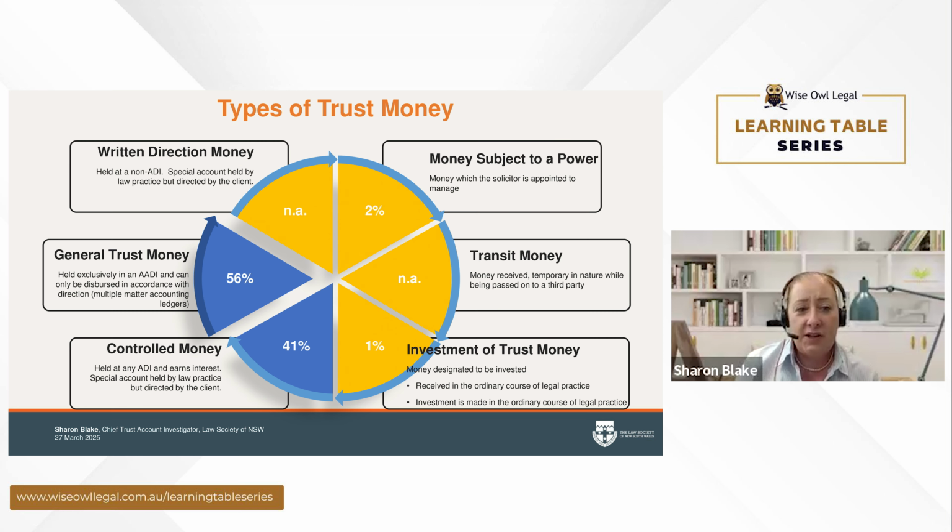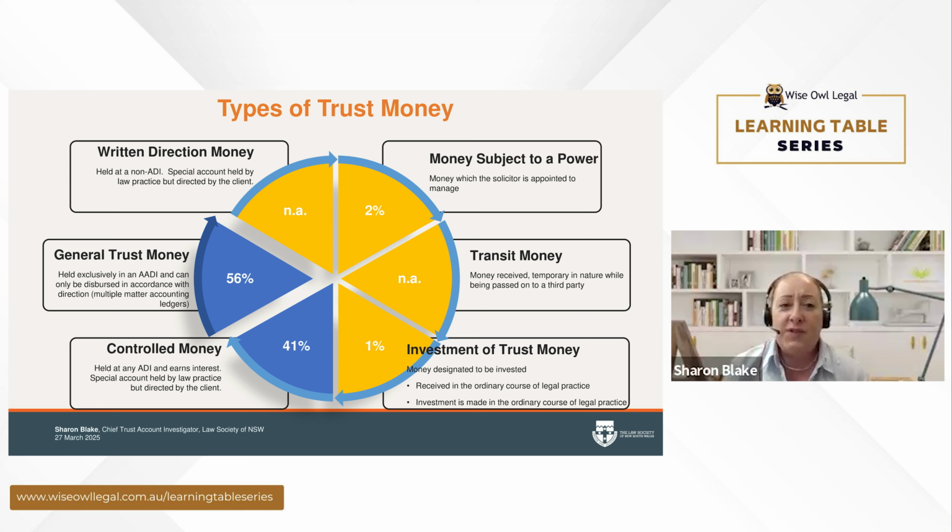So, how many types of trust money are there? Did you know there are 6 types of trust money? We have general trust money, controlled money, transit money, written direction money, money subject to a power, and investment of trust money. Now, I'll provide you with a quick overview of each one.